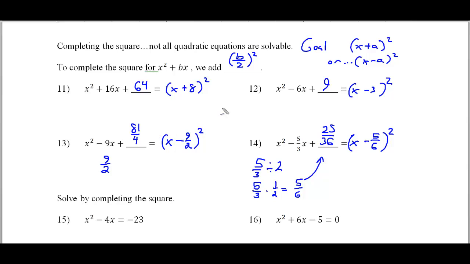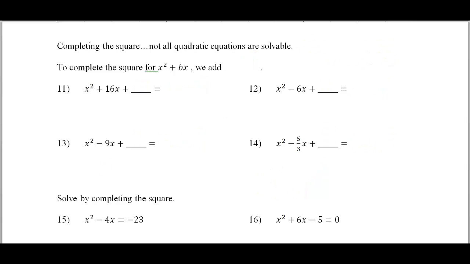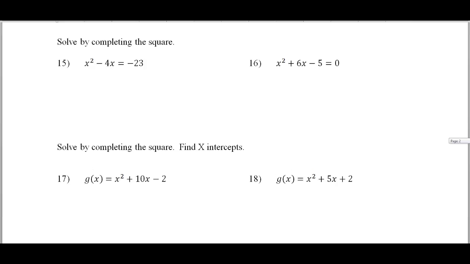We're going to do a couple more problems actually with solving for x in mind. So we're going to complete the square in problem number 15 and 16 for this next part of the video here.